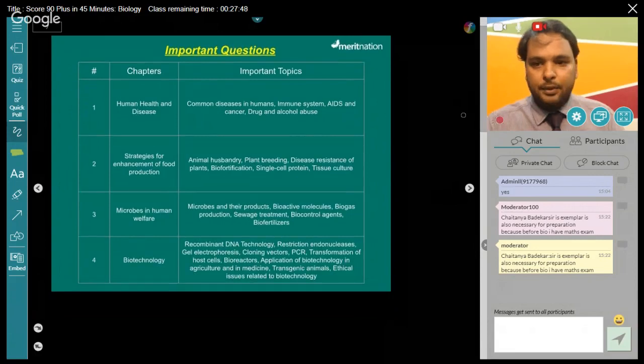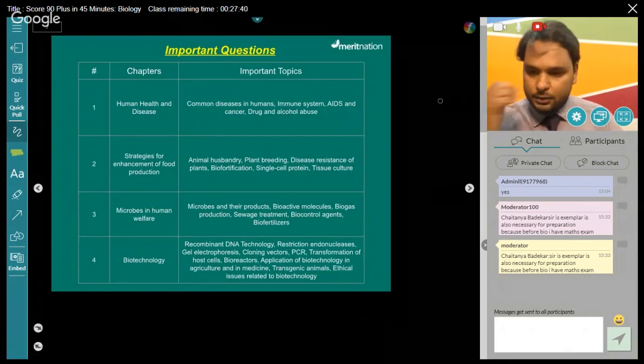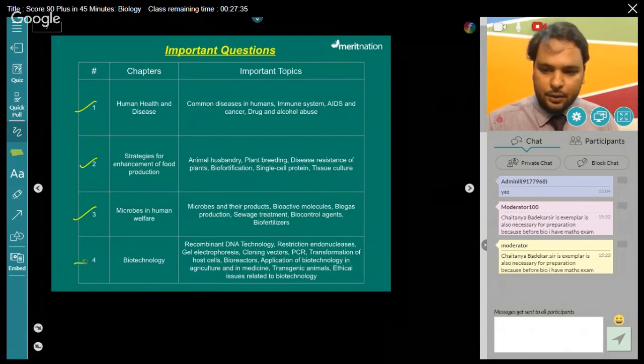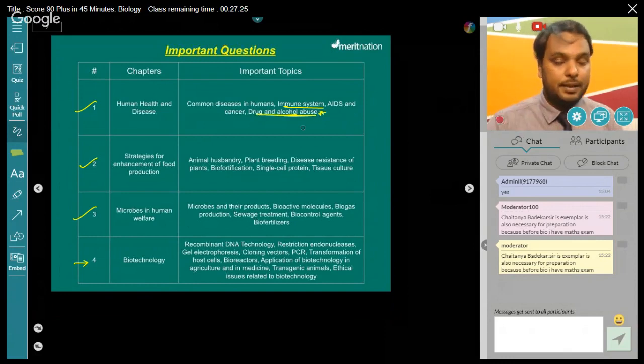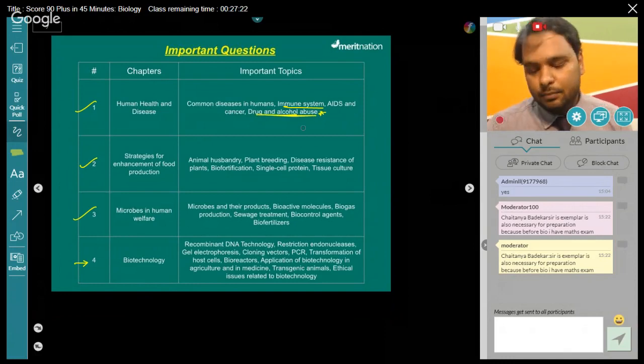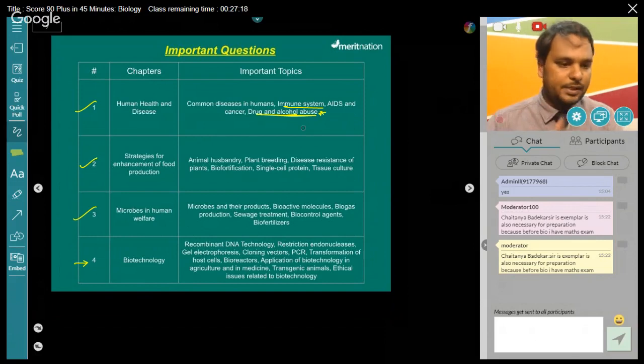Now the next unit we have started is human health and diseases, strategies for enhancement of food production, microbes and human welfare, and biotechnology. These 3 are from the same unit, and biotechnology is another unit. These are the important topics which we have noted down here: AIDS, cancer, immune system, and alcohol and drug abuse. This is the favorite topic, guys. Don't miss it. A 4-mark question will always be there from this particular topic.